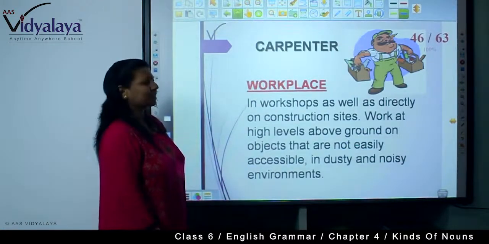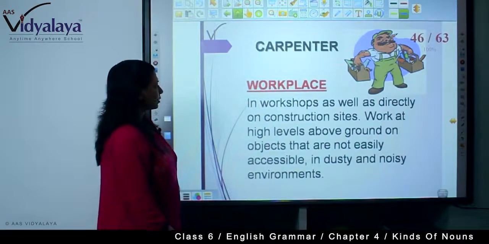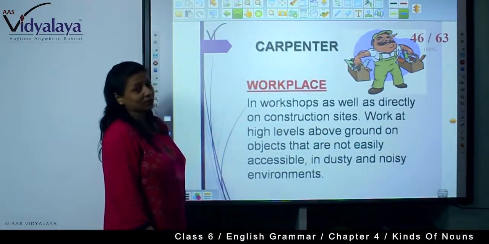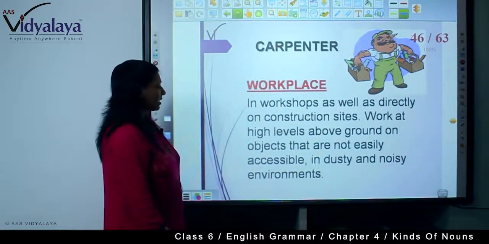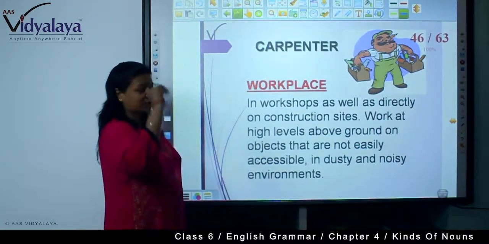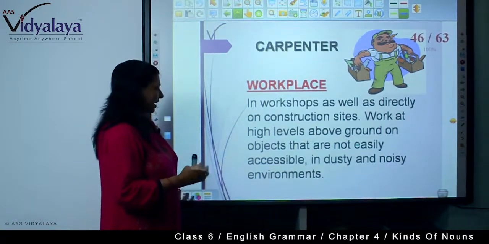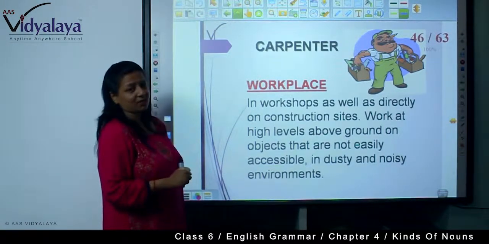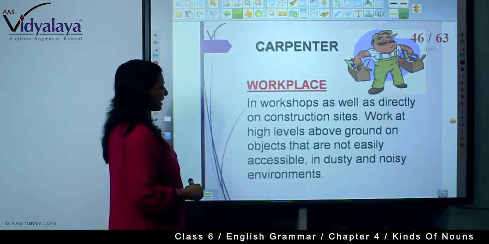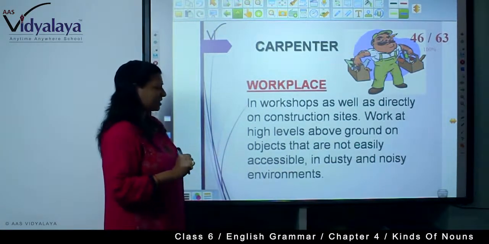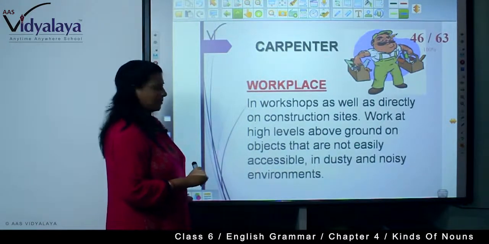Now who is a carpenter? We all know carpenters. So what is a workplace? In workshops as well as directly on construction sites. They work at high levels above ground on objects that are not easily accessible, in a dusty and noisy environment. So their workplace is like that. Though it is always above ground and it is very dusty and noisy.